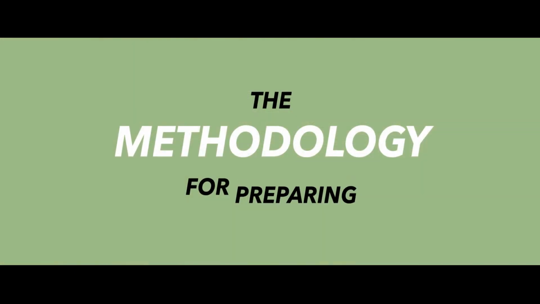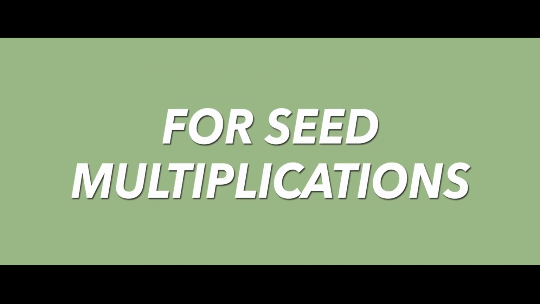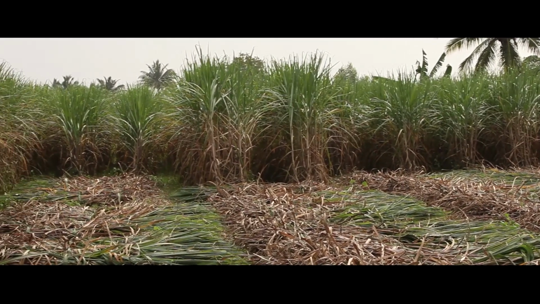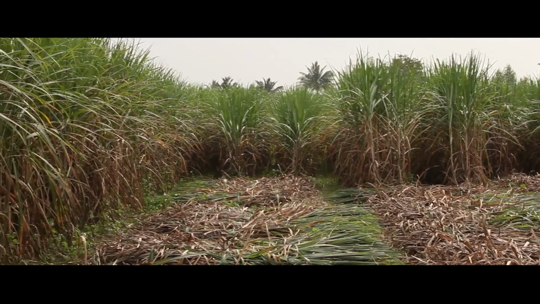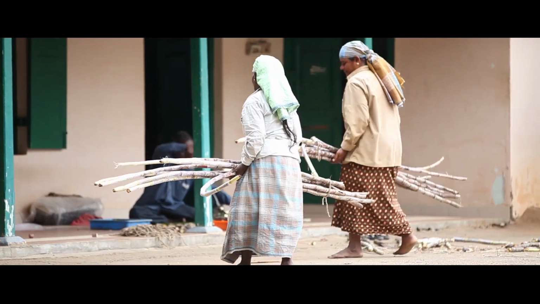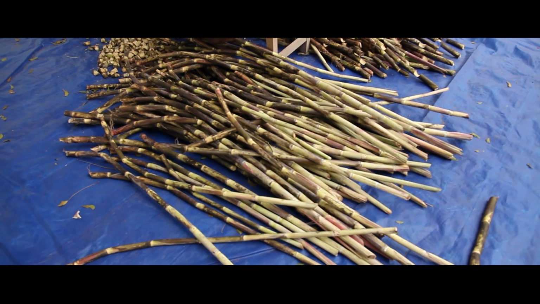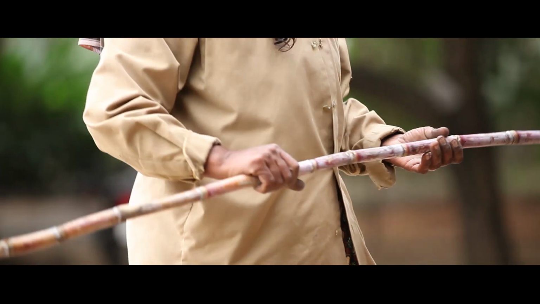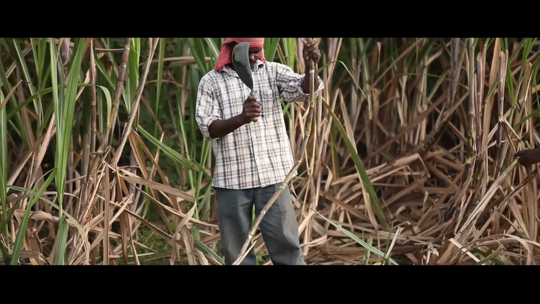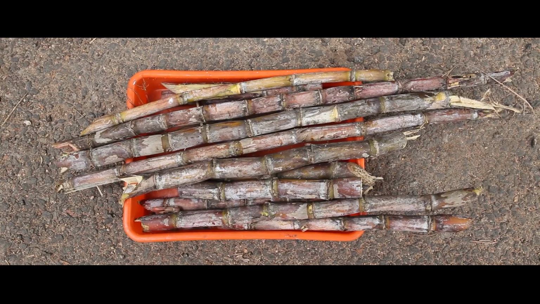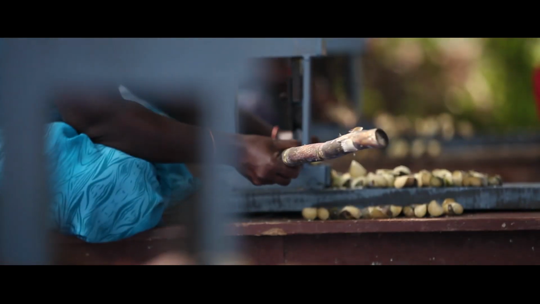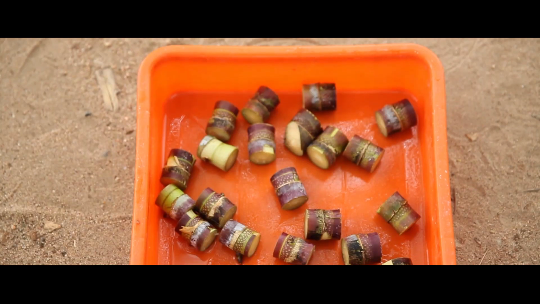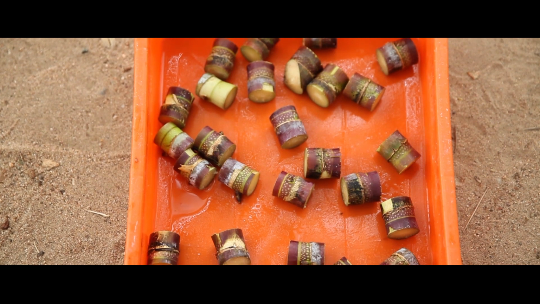The methodology for preparing bud chips for seed multiplication follows a particular sequence. First, a healthy cane is selected. The cane should preferably be 6 to 8 months in age. However, if it is aged, the bud chips from the bottom 1 meter portion should not be taken. The bud chips should be manually collected using a chipping machine and then dried in shade.